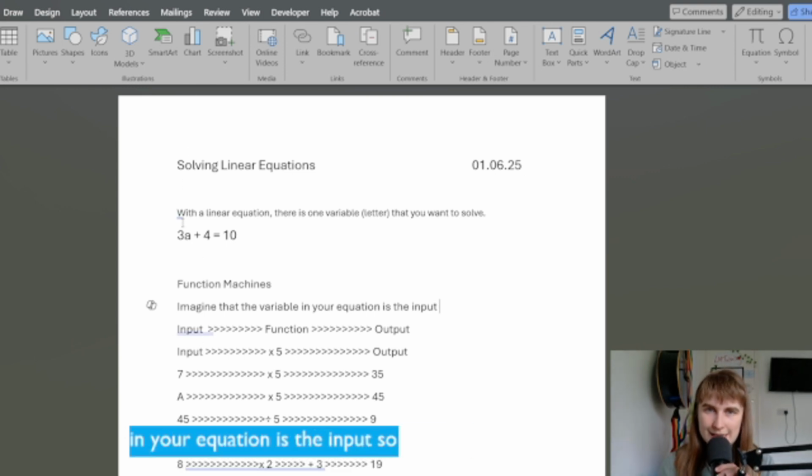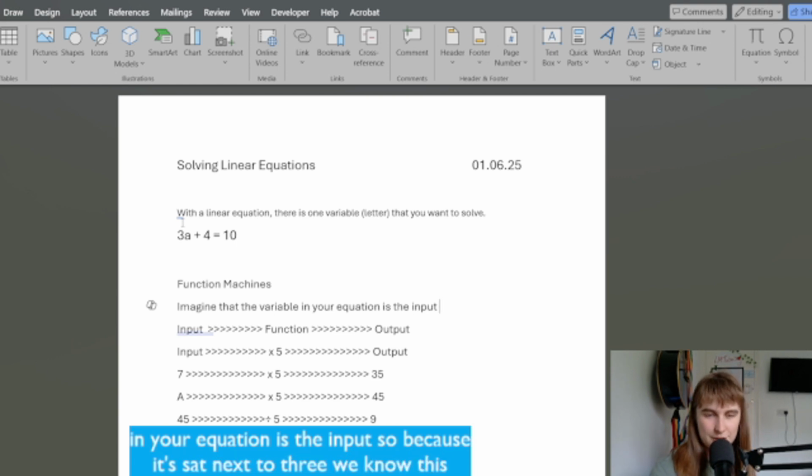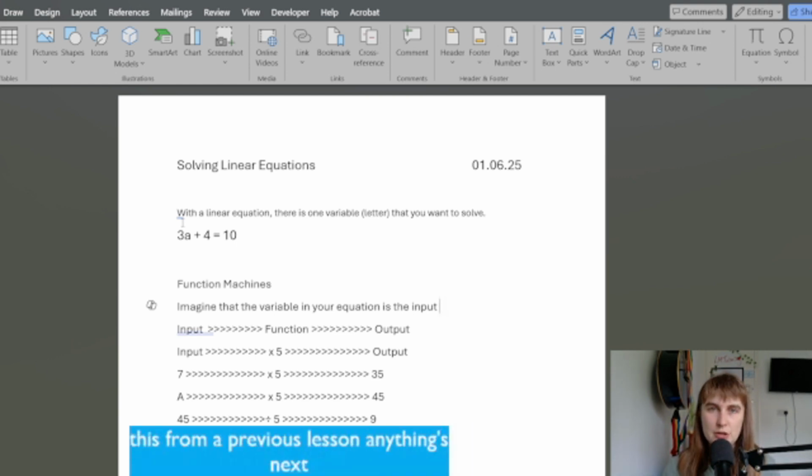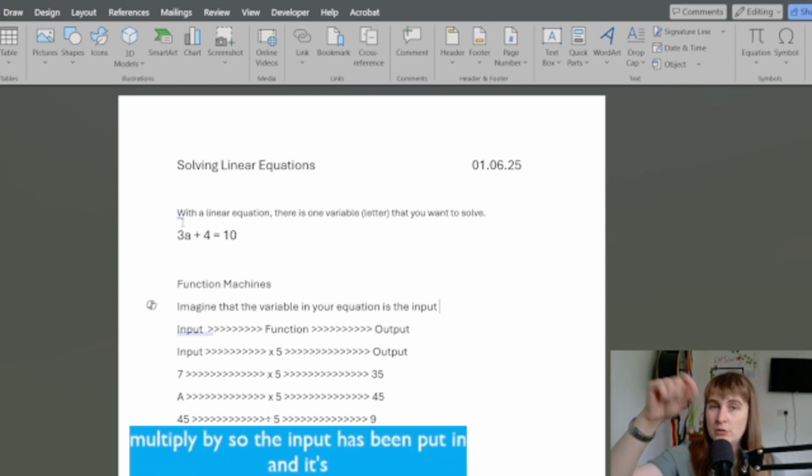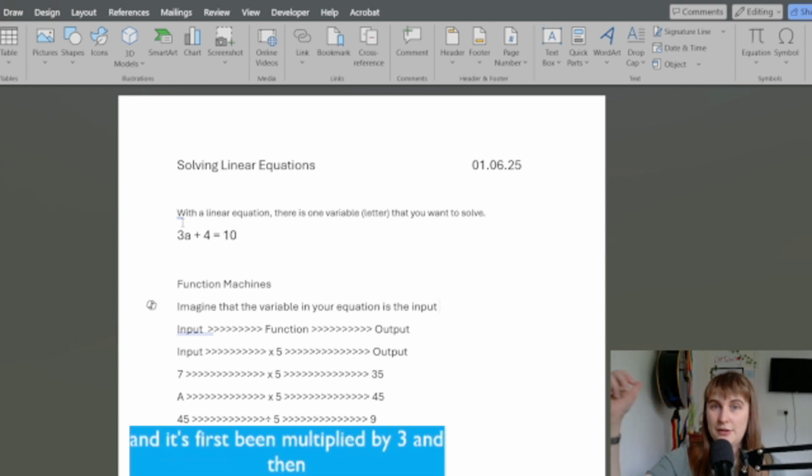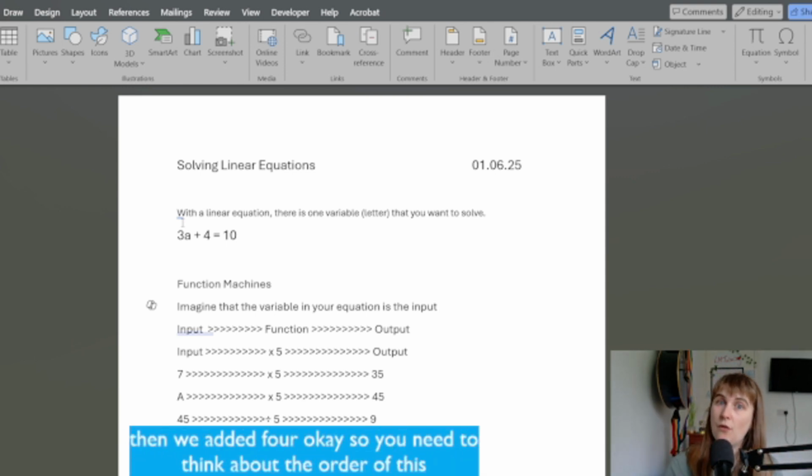Because it's sat next to 3, we know this from a previous lesson, anything that's next to each other in algebra means multiplied by. So the input has been put in, and it's first been multiplied by 3, and then we've added 4. So you need to think about the order of this. So we need to reverse the order.